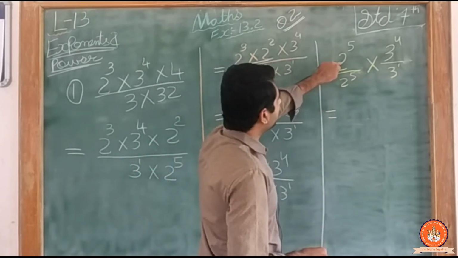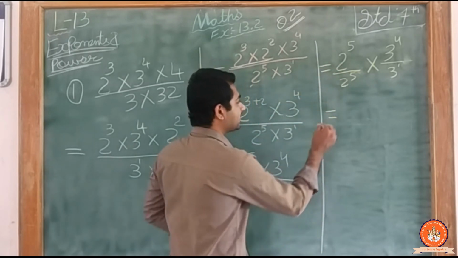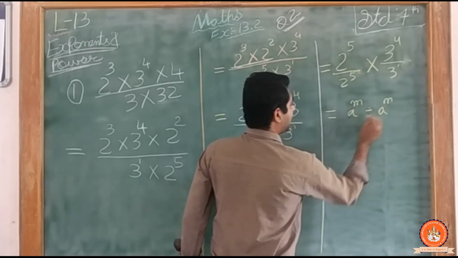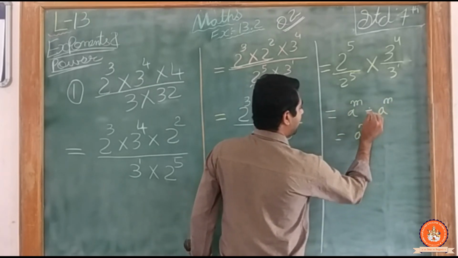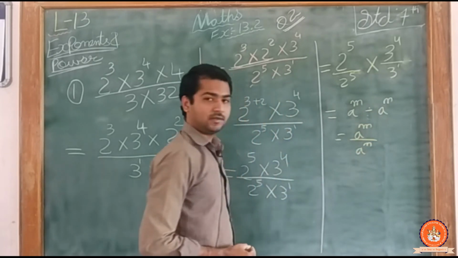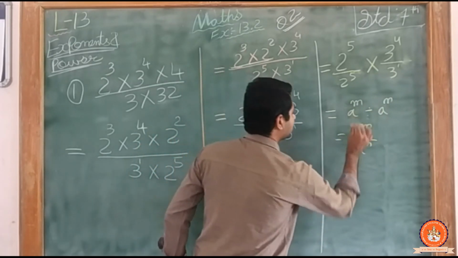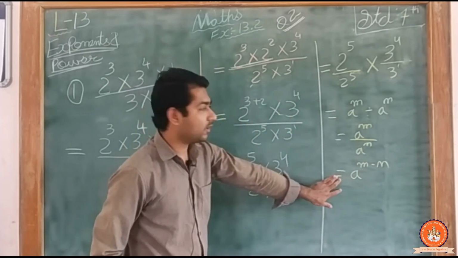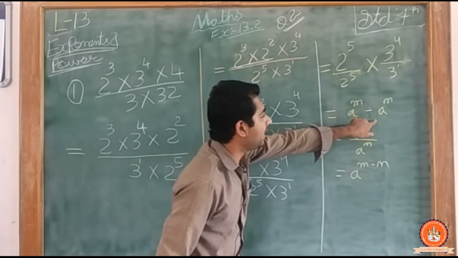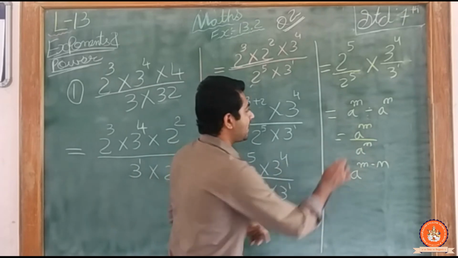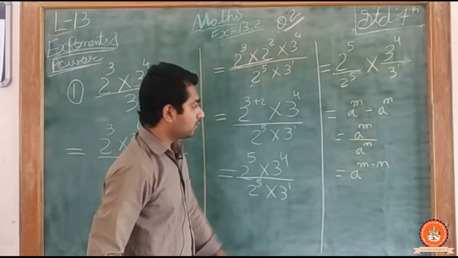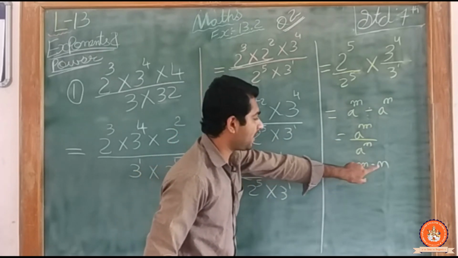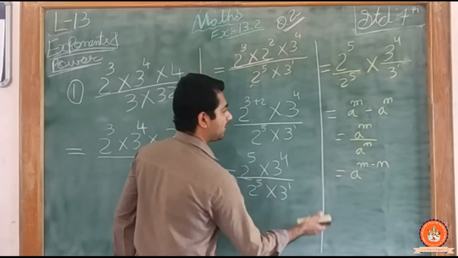Now 2 raised to 5 divided by 2 raised to 5 is similar to a raised to m divided by a raised to n. And what is the answer of this? a raised to m minus n. Yes or no? That is the formula: a raised to m divided by a raised to n gives a raised to m minus n. These questions are in this form, so I can apply this formula.